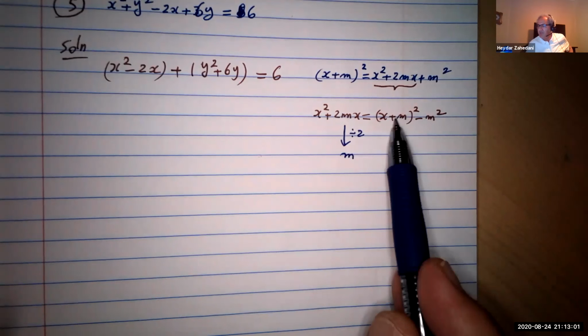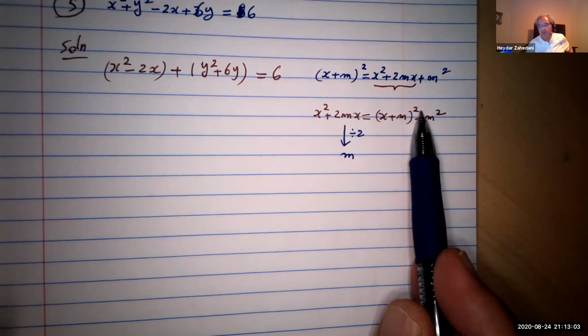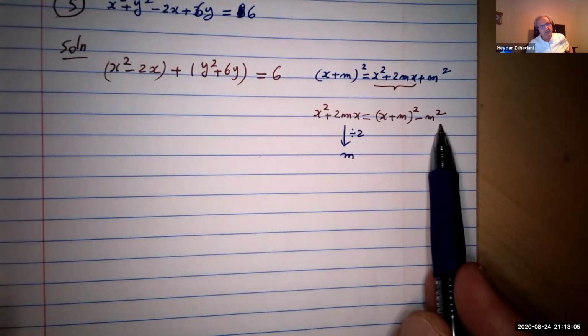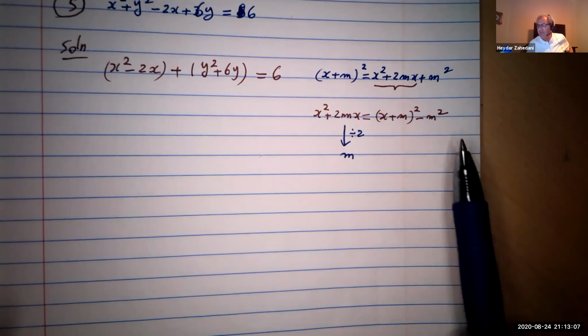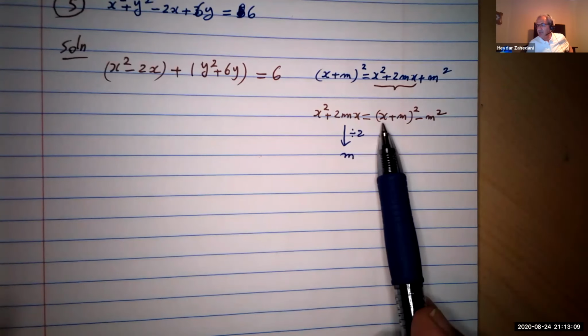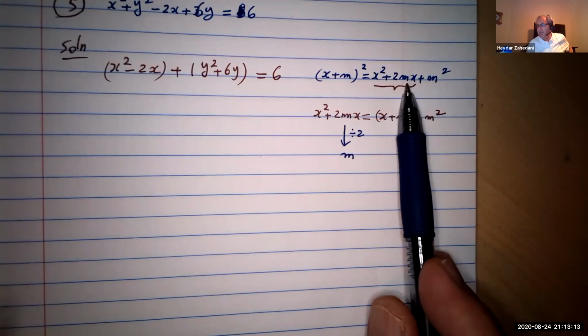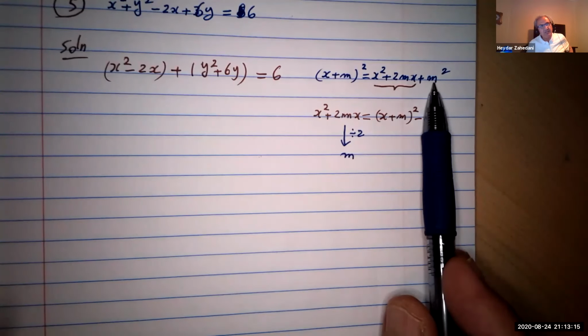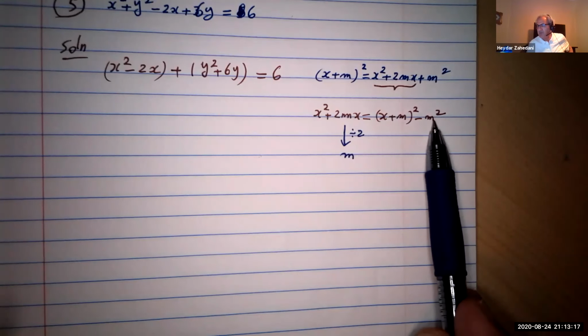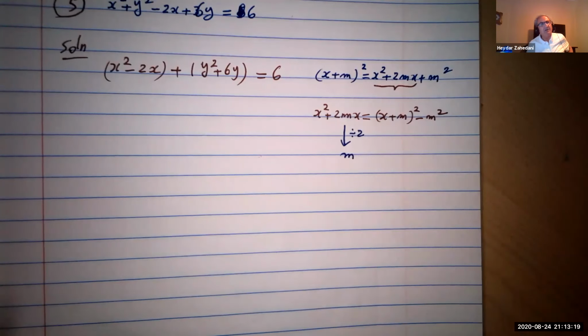Then you put it over here, x plus m squared, but minus m squared. You have to pay for it, if you like. If you square x plus m, that gives x squared plus 2mx plus m squared. So you put the negative m squared to cancel it out.